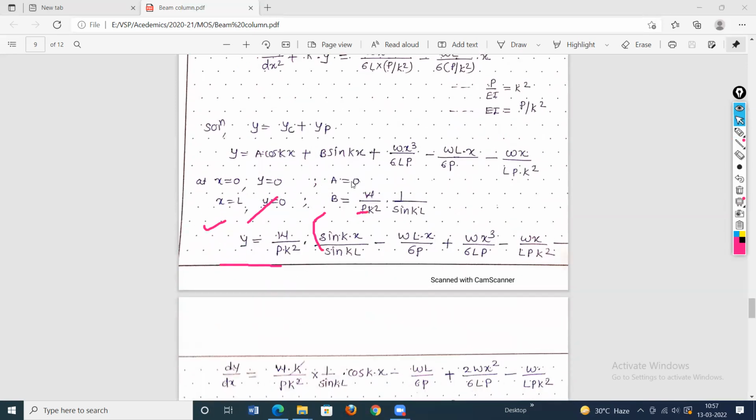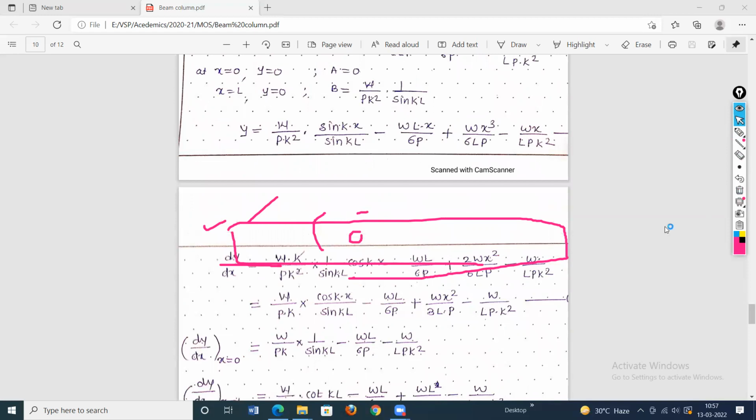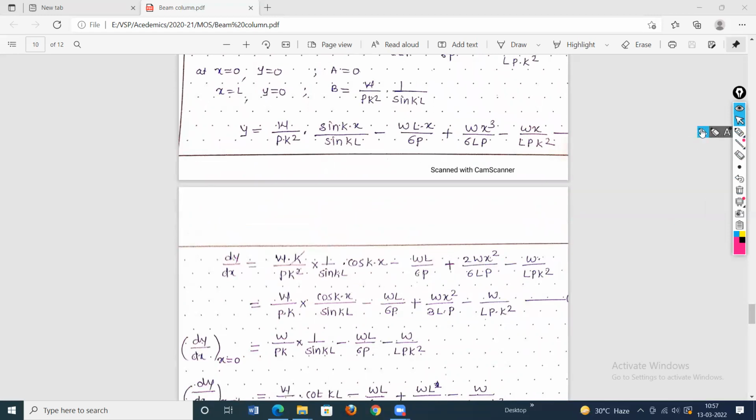Now we have the value of A and the value of B, so substitute them in the equation for Y, and finally we get the equation for Y as this, which is a function of X. Substitute any value of X and we get the deflection at that particular point. Then if we differentiate this equation, we get dy by dx, again in terms of X. Substitute a value of X and we get the slope at that point.